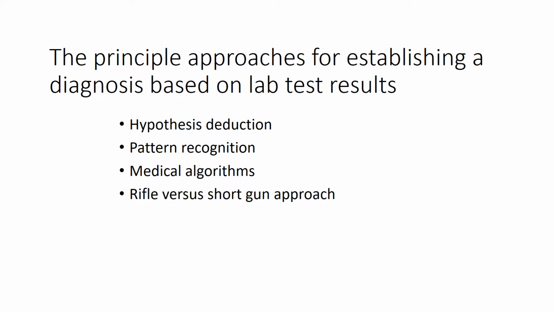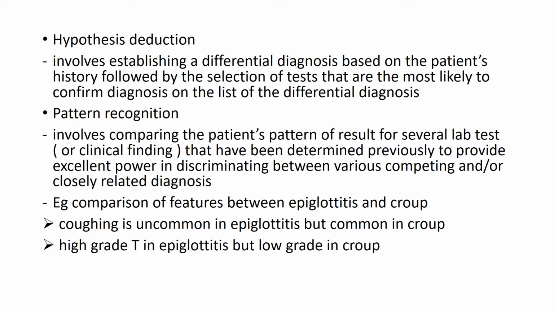So in establishing a diagnosis based on lab test result, there are certain principles that need to be followed. The principal approaches can be classified into four: hypothesis deduction, pattern recognition, medical algorithm, and rifle versus shotgun approach. Hypothesis deduction involves establishing a differential diagnosis based on the patient's history, followed by the selection of tests that are the most likely to confirm the diagnosis on the list of the differential diagnosis.